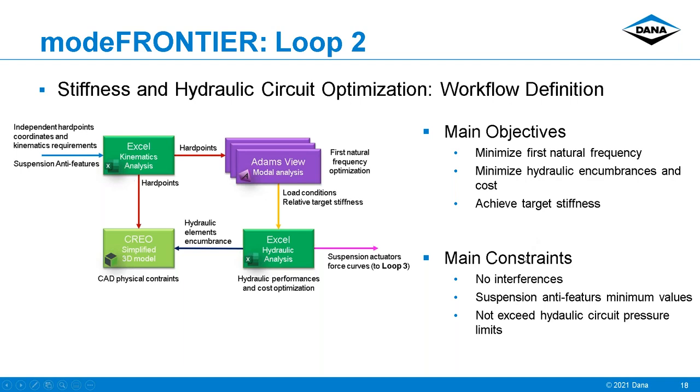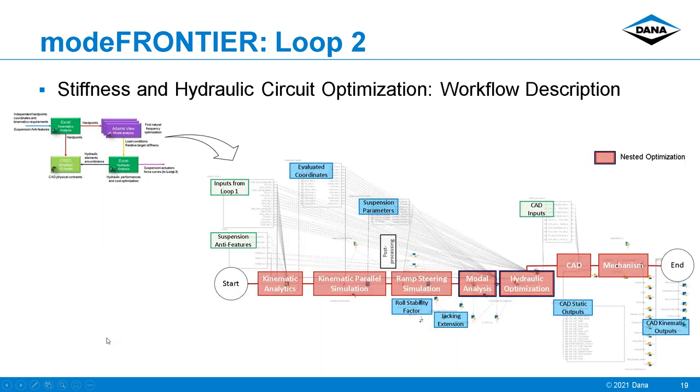The main constraints, on the other hand, are, in addition to the control of interferences, the achievement of minimum values of some suspension features, and not to exceed the upper and lower limits of working pressure in the hydraulic circuit. As done before, this slide illustrates this transition from the conceptual to the actual workflow. After a first part similar to loop one, there are two nested optimizations regarding vehicle model analysis and hydraulic sizing. Lastly, the interference check is repeated.